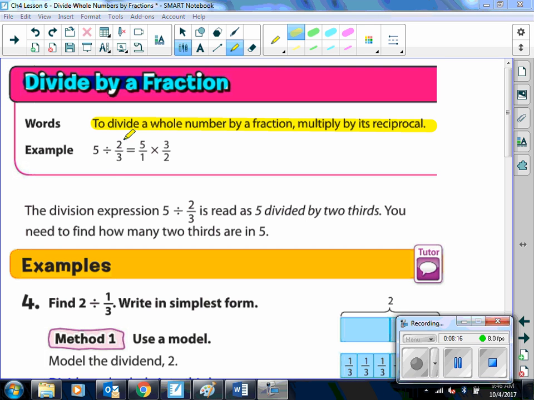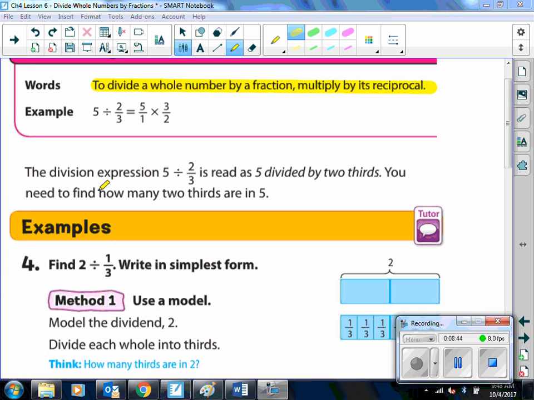So here in the example, it says 5 divided by 2/3. We're going to take that 5. If you want to write it as a fraction, A over B, you just put it over 1. So that's 5 over 1. Then the division changes to multiplication, and 2/3 becomes the reciprocal. We multiply times the reciprocal. So the reciprocal of 2/3 is 3/2. And then you just multiply straight across.